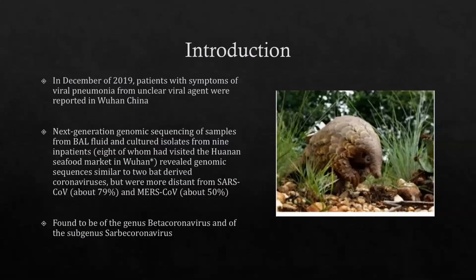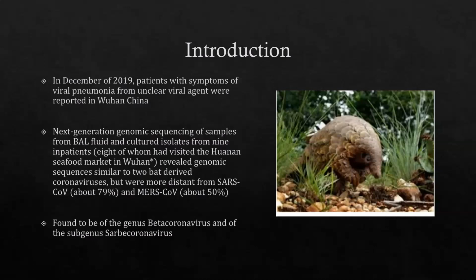As we all know, in December of 2019, there was a cohort of patients in Wuhan, China that came in with symptoms of a typical viral pneumonia from an unclear agent. After many of these cases were reported, they attempted to figure out what this viral agent was, thinking it was something new that behaved differently than viruses we already know about. The way they figured out the sequence was they took BAL fluid and sputum cultures from 9 inpatients that were hospitalized and did genomic sequencing to see if they were similar to any prior viruses or if this was something completely new.